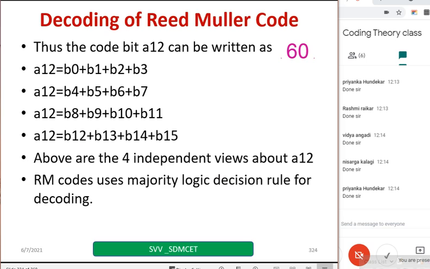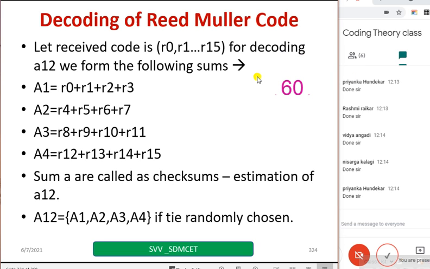A1 equal to R0, R1, R2, R3. Instead of B, I am taking received. And A4 equal to R12, R13, R14 and R15. The sums A1, A2, A3, A4 are called checksums, and estimation of A12. For A12 I will get 4 options: A1, A2, A3, A4.